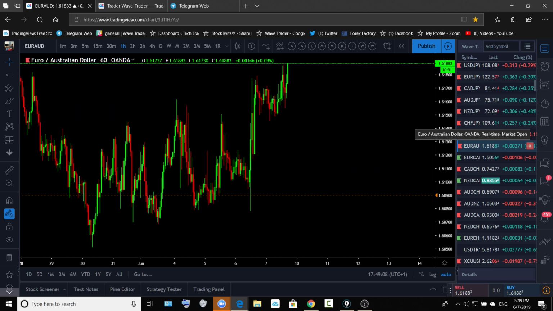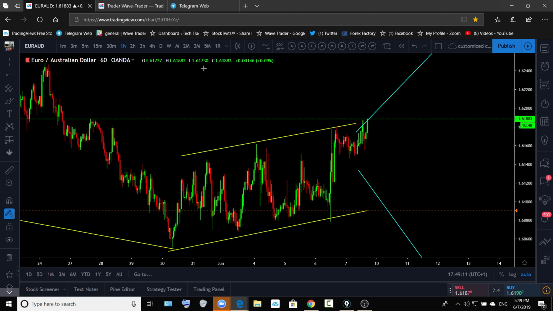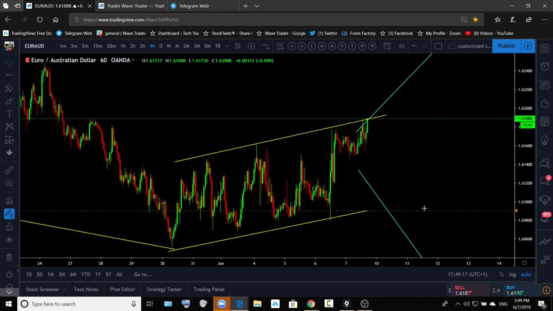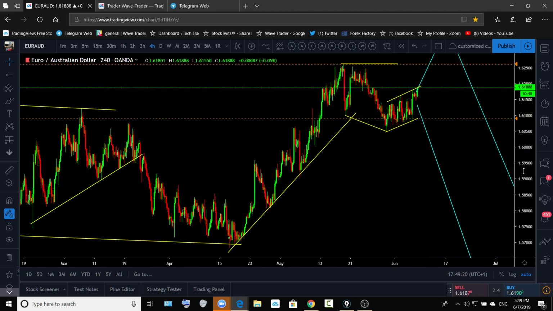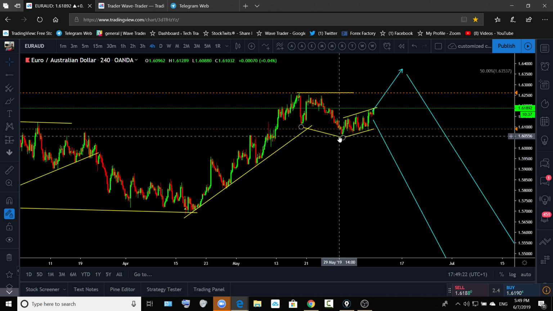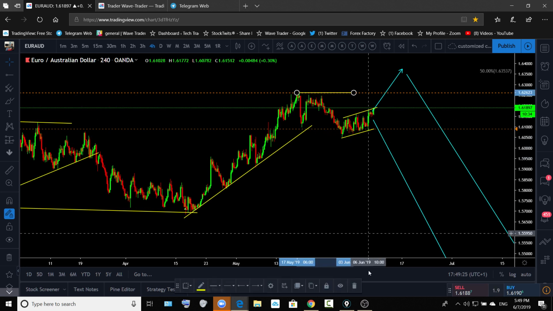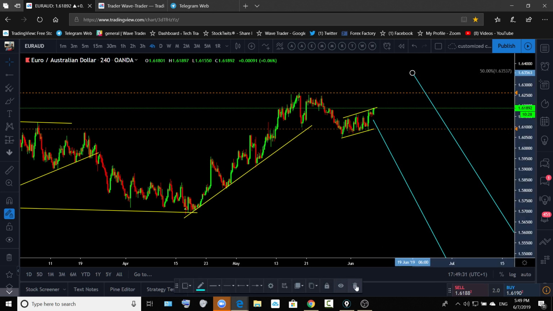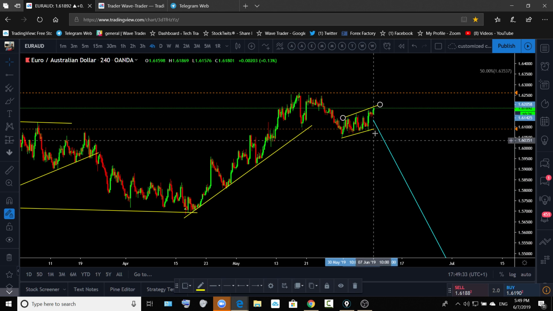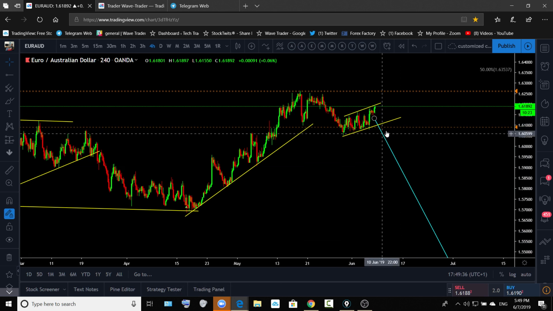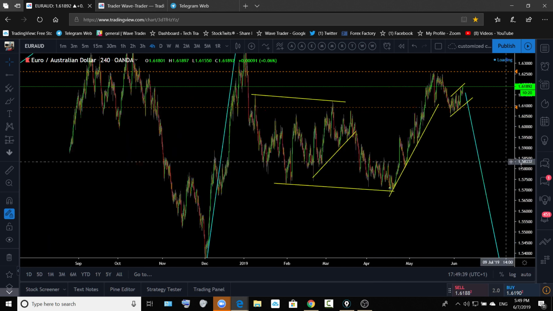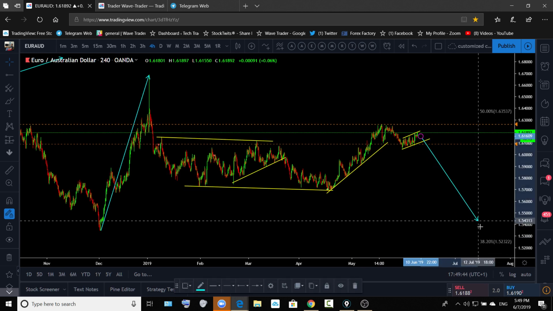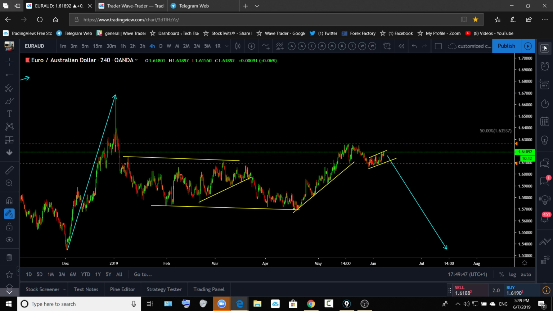And very much similar analysis on the Euro Australian dollar. So this correction to break down. For next week, let's ignore this. This correction to break down. If it tests the top, stay bearish. This move means strength on the Aussie. That correction to break down and continue to go lower.